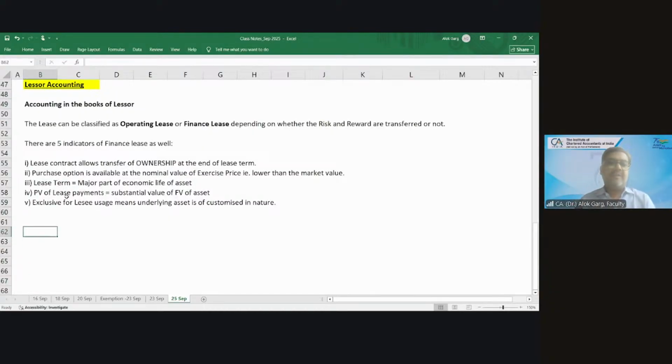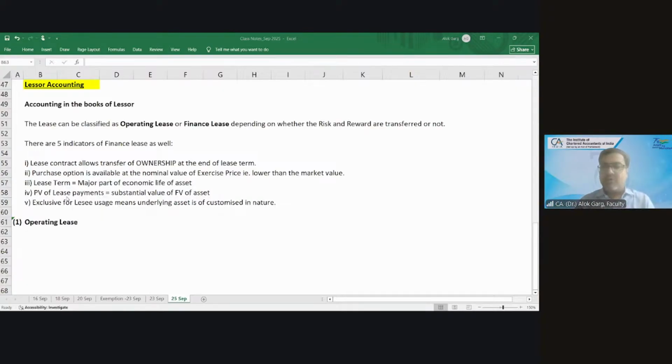So friends, now let's understand with the help of an example. I'll discuss the example of an operating lease first. What is meant by an operating lease? It is a lease which is not a finance lease, where the risk and reward have not been transferred. So let's discuss an example.